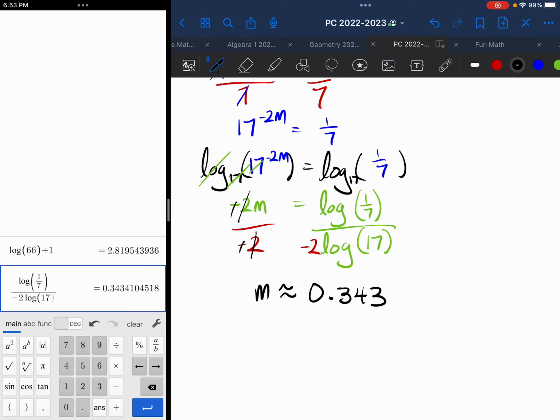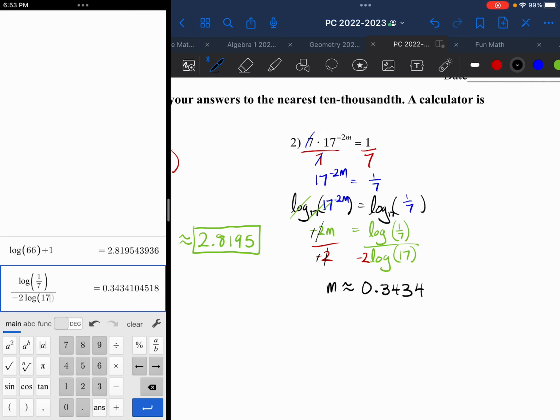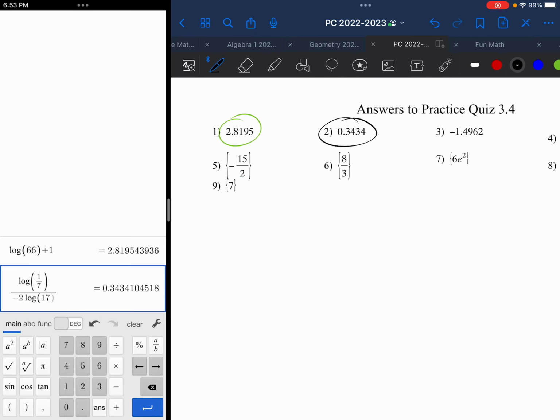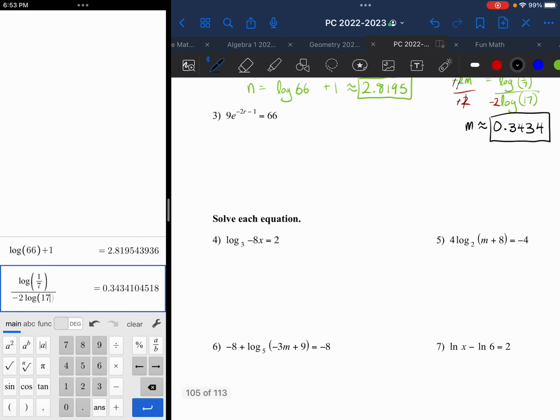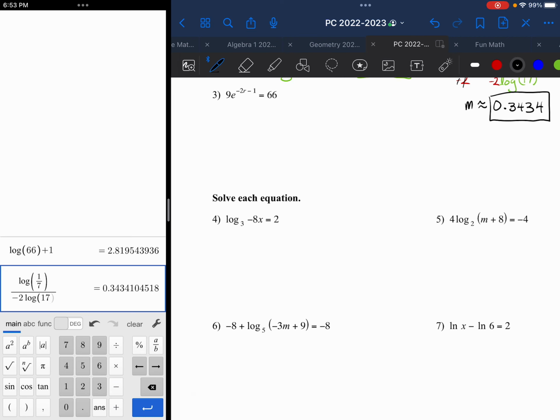4 does not need to be rounded, actually, because it's followed by a 1, so I'm just going to say 0.3434. And let's go ahead and box that. Let's see, 0.3434 on the back. Excellent, we're doing pretty well. Let's do these next problems.